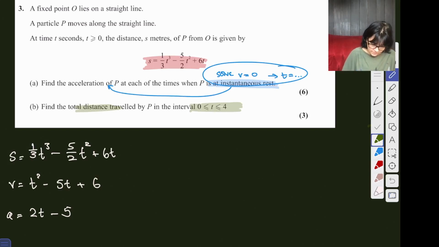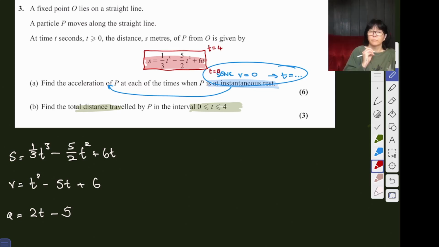Okay, total distance travelled between 0 and 4. Okay, we now have the same situation as that one at the beginning, where they've actually given us the distance function. They're not giving us the velocity, they've given us the distance function. So if I plug in 4 at the top and 0 at the bottom as my limits, then I will get the distance.